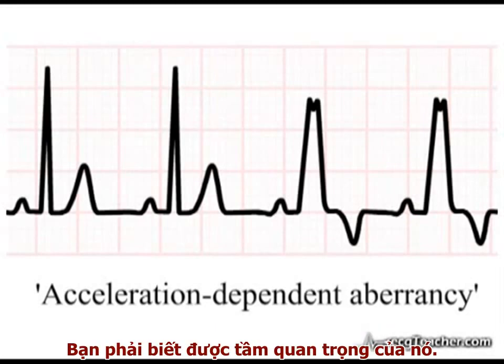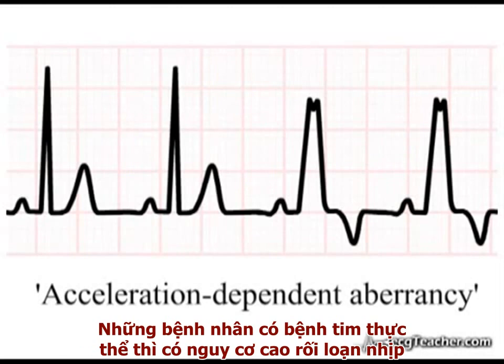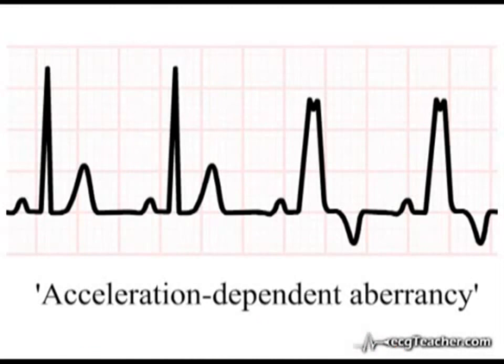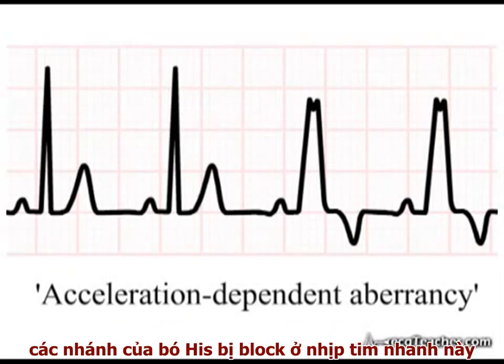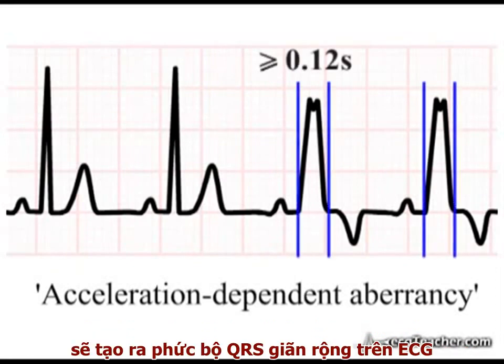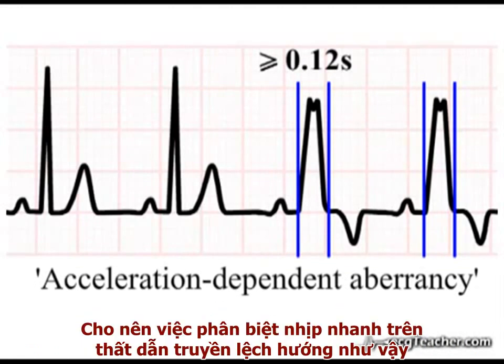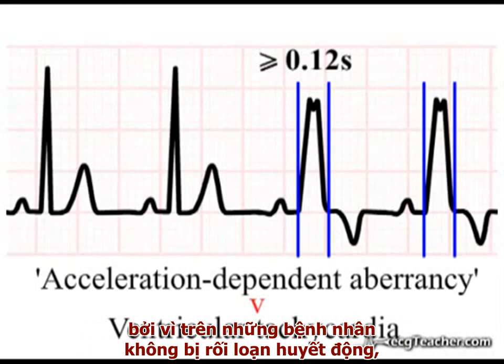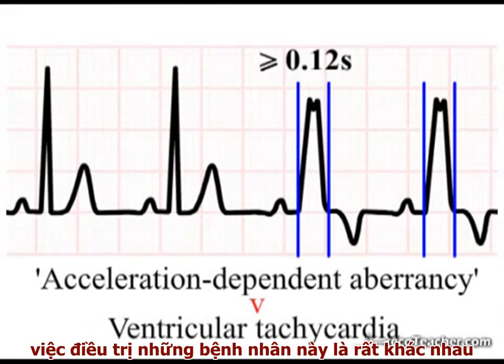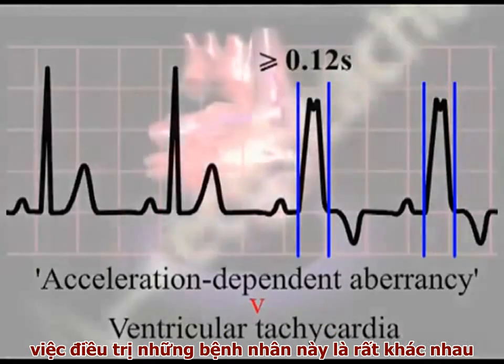You will appreciate its importance. Patients with organic heart disease are subject to arrhythmias. If a patient prone to this phenomenon develops a tachycardia from a supraventricular focus, failure of a bundle branch at the higher heart rate will result in broad QRS complexes on the ECG. Differentiating such an aberrantly conducted SVT from a ventricular tachycardia is important, as in hemodynamically stable patients, the treatment of these arrhythmias differs.